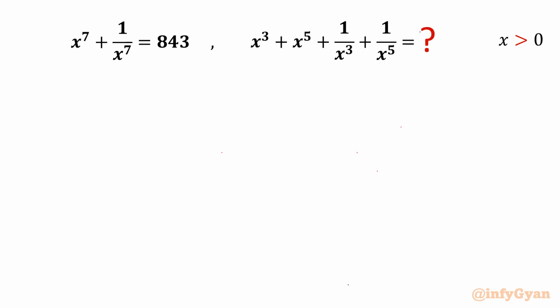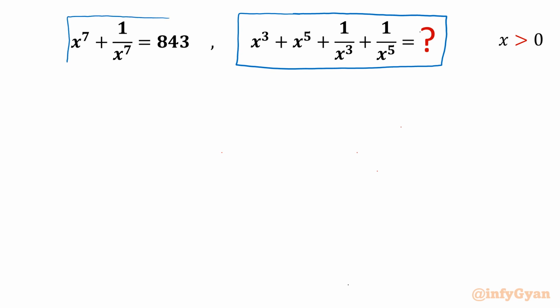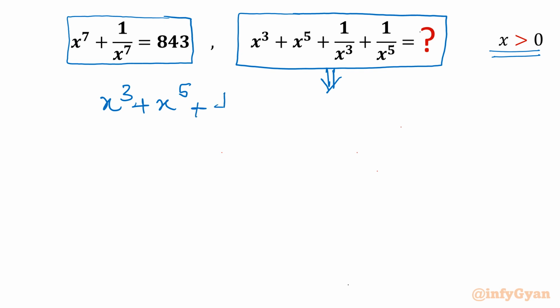Today in this video, we are going to take up another challenging question from algebraic expressions. We have to simplify x cube plus x power 5 plus 1 over x cube plus 1 over x power 5. Given equation is x power 7 plus 1 over x power 7 equal to 843 and x is always positive. So let's begin this problem by our expression. I can see x cube plus x power 5 plus 1 over x cube plus 1 over x power 5.